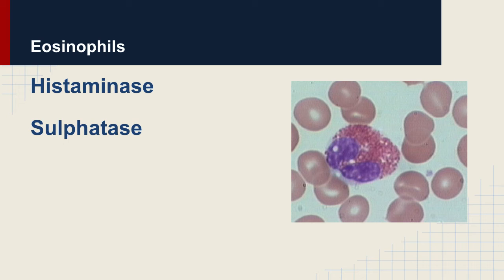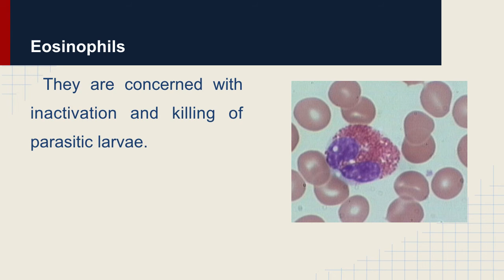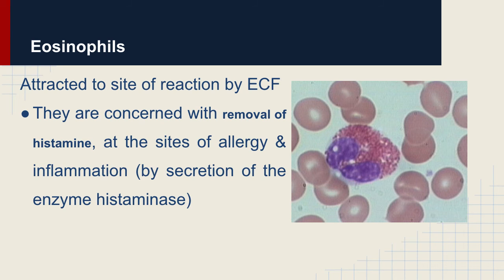What's the function of eosinophil? They are concerned with killing the parasitic larvae, and they have a role in allergy. What is their role in allergy? They are attracted to the site of allergy by eosinophil chemotactic factor secreted from basophil and terminate the allergic reaction by histaminase, which destroys histamine, and finally they engulf the antigen-antibody complexes.